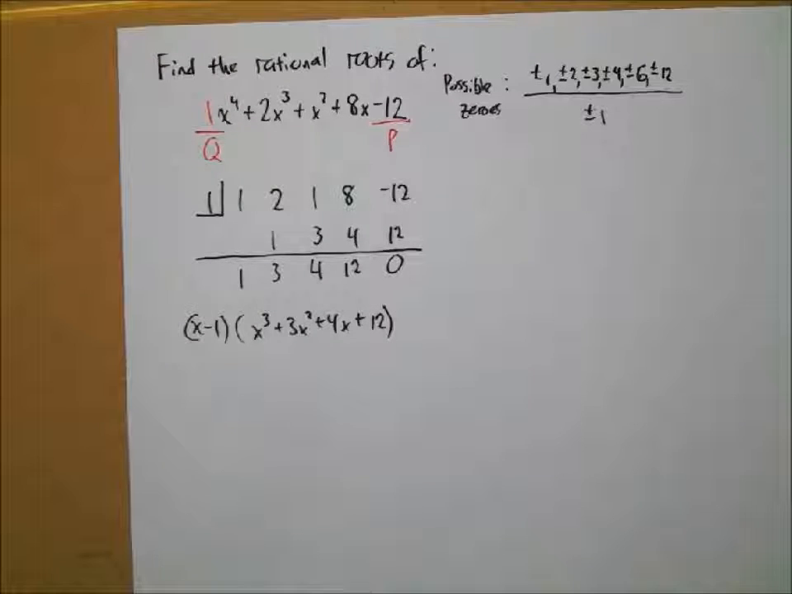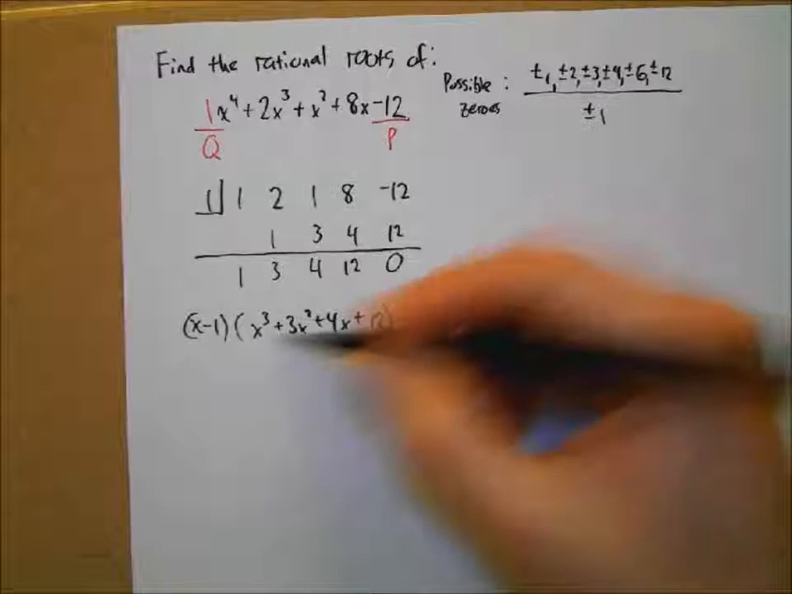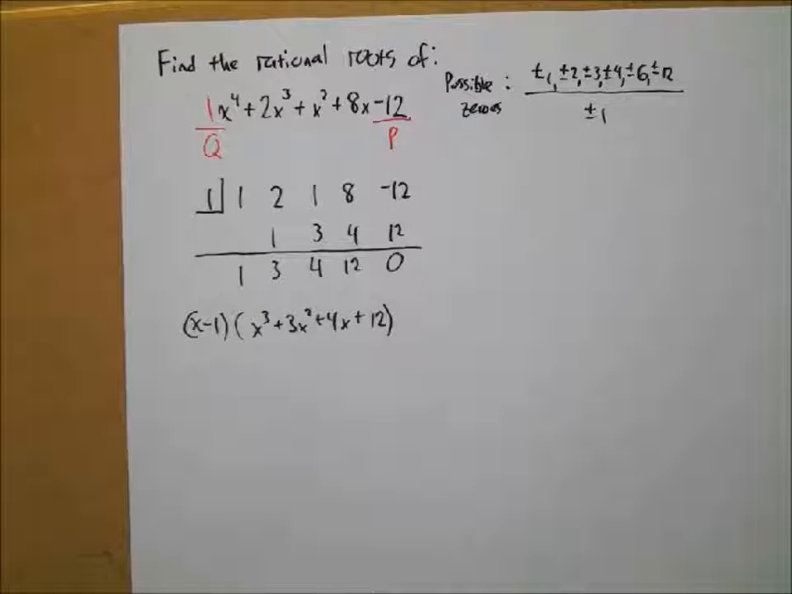Anyway, at this point, now we still have a cubic to worry about. And what should we do from this point? What's that? Ah, right. It looks like grouping might work now.